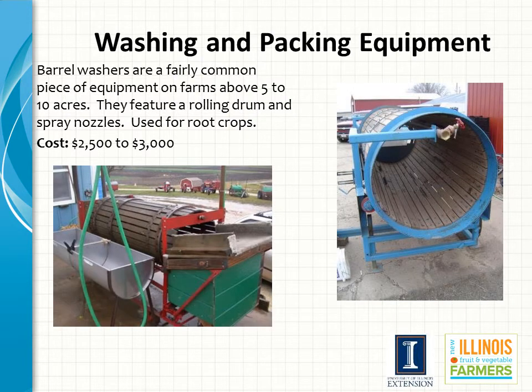Barrel washers are common in the 5 to 10+ acre farms where a lot of root crops are grown. The dirty roots are fed in one end, where they are washed and rotated in the barrel washer, and then finally removed at the other end clean.